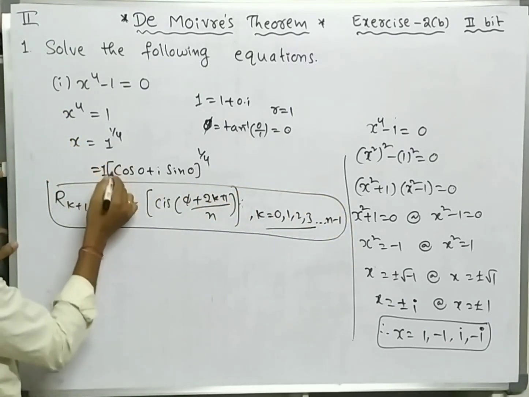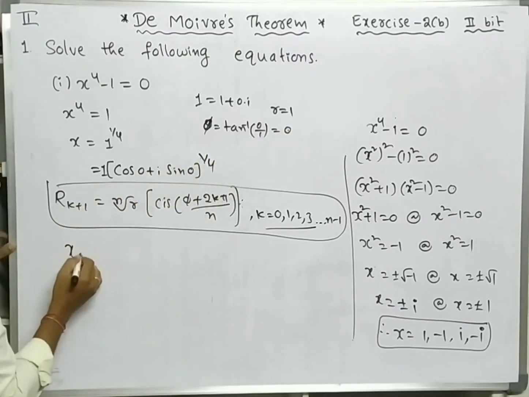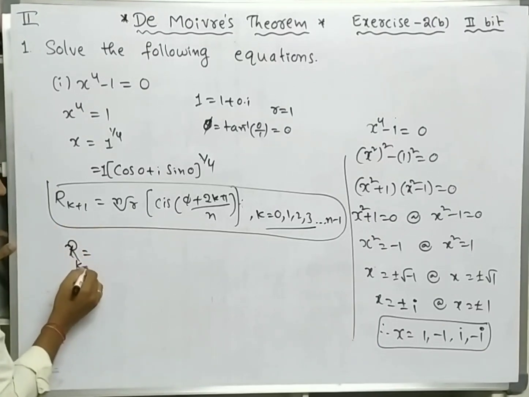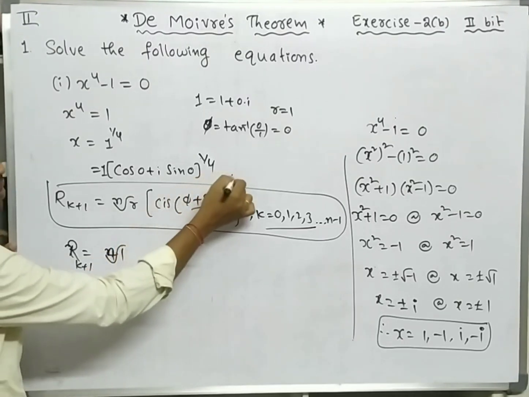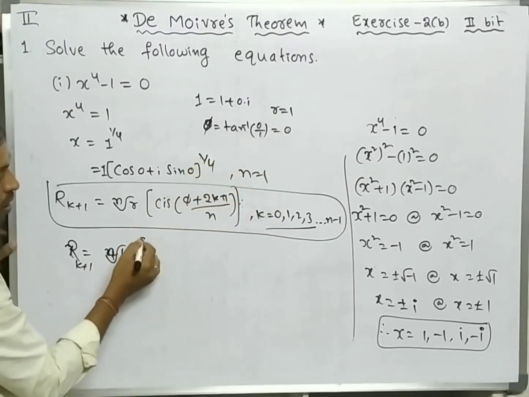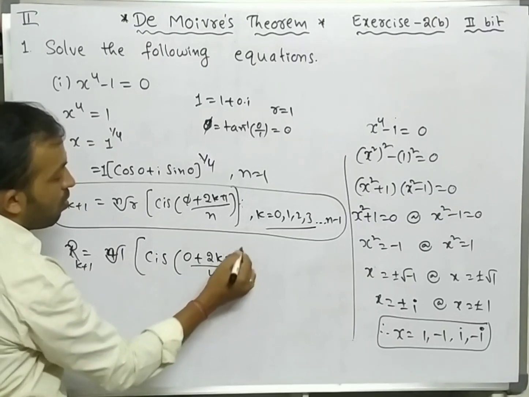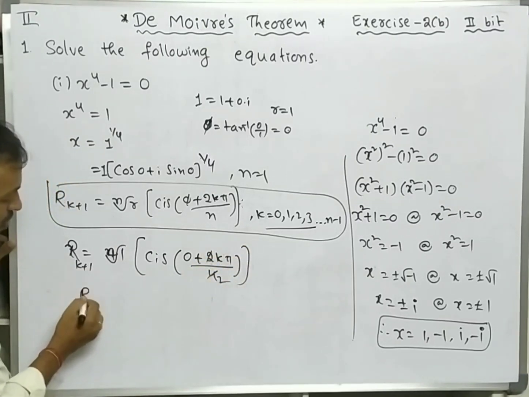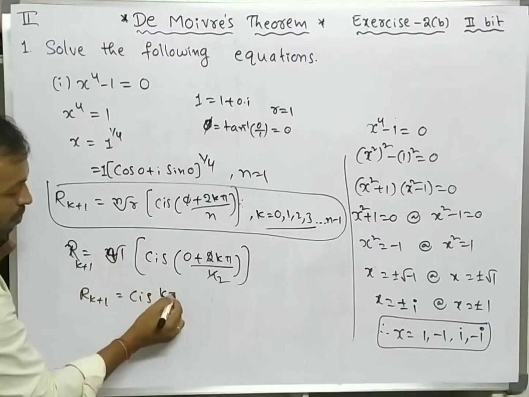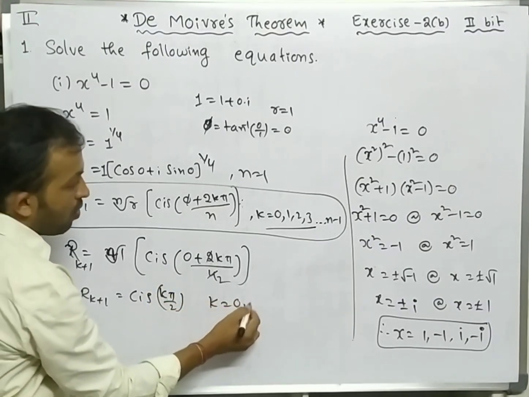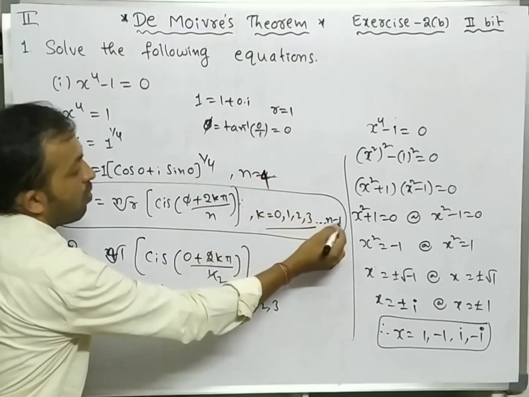For this problem, r_(k+1) is equal to nth root of r, meaning nth root of 1. Here n value is 4, fourth root, right? So cis of (0 plus 2k pi by 4). Therefore r_(k+1) is equal to fourth root of 1, which is 1, cis k pi by 2, where k is equal to 0, 1, 2, 3. So n value is 4, and 4 minus 1 is 3.